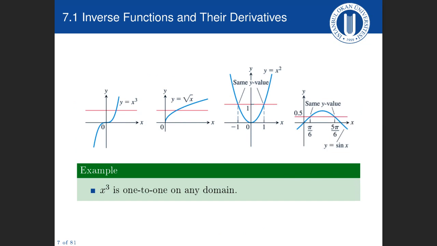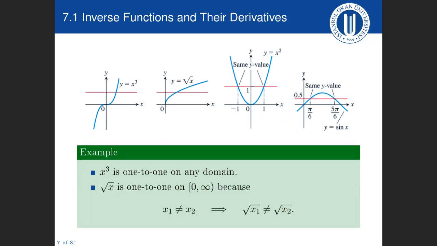Some examples. The function x cubed is one-to-one on any domain. It doesn't matter which domain we choose, it's always going to be one-to-one. The square root function is one-to-one on the closed interval from 0 to infinity. Why? Because we know that if x1 is not equal to x2, then the square root of x1 is not equal to the square root of x2.